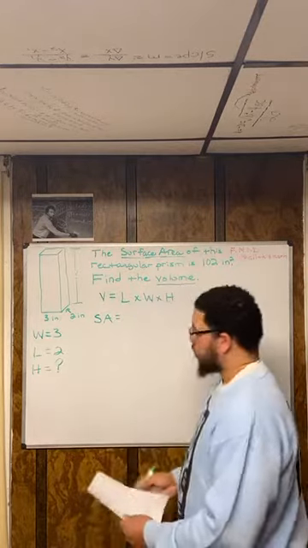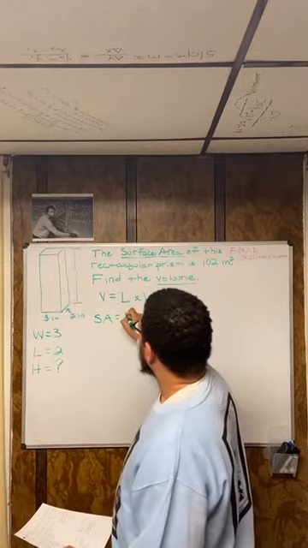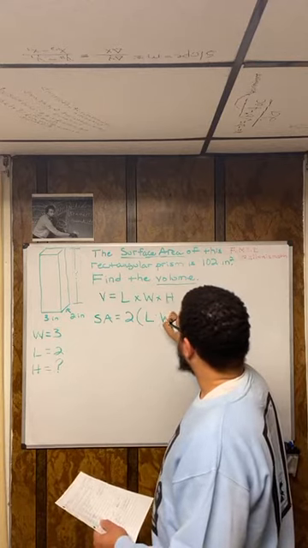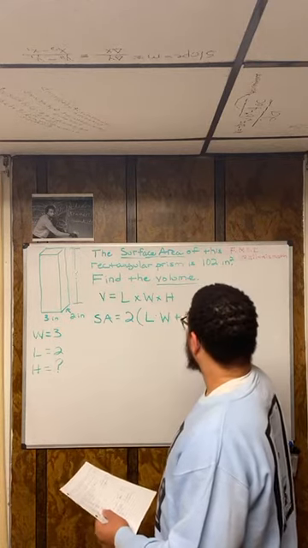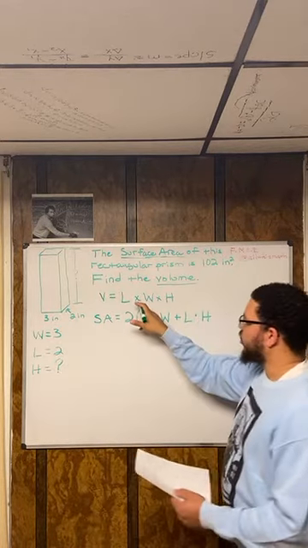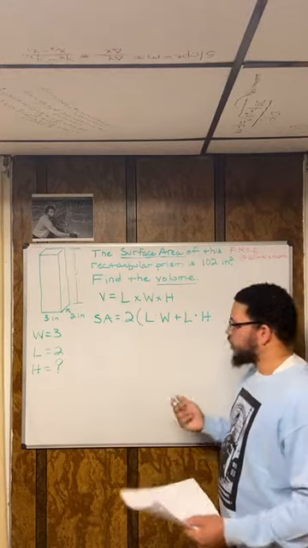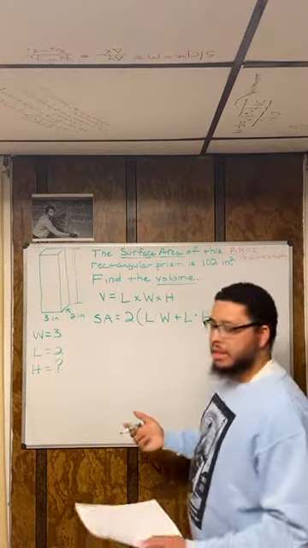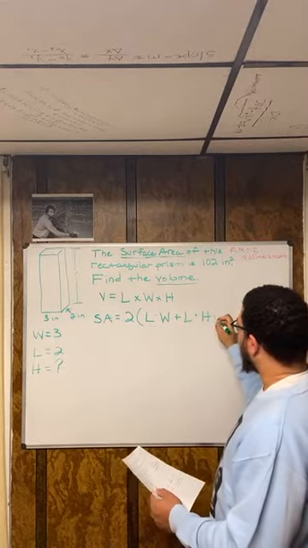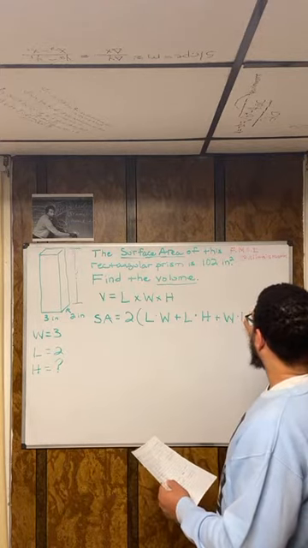All right? So surface area of a rectangular prism is equal to 2 times the quantity, length times width, plus length times height. And I hope I don't confuse you because up here I use X's for multiplication, and down here I'm using dots for multiplication. I just switched up on you, right? But we're going to get the same answer. It's cool, right? Anyway, length times width plus length times height plus width times height.